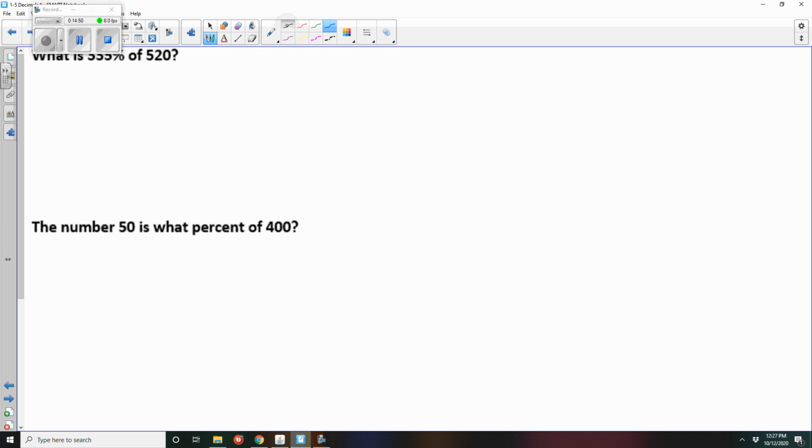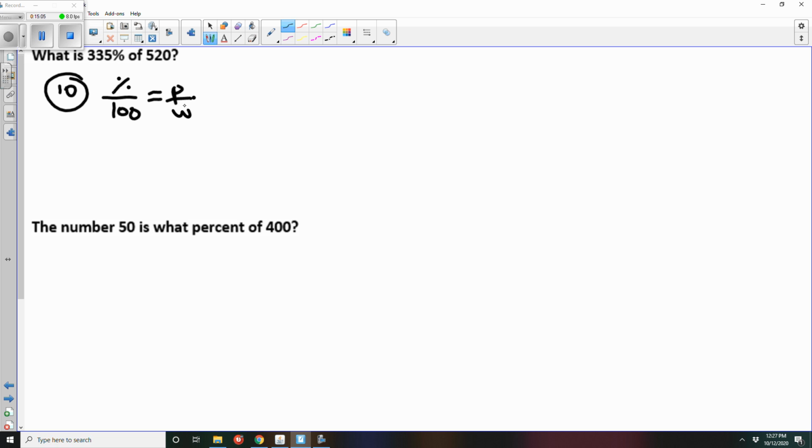So example 10, if I scoot that up, it says, what is 335% of 520? So once again, you have your percent over 100 equals your part over your whole. So what is my percent? You've got 335%, so that goes over 100. So 335 over 100. Now, is your 520 part of a number, or is it the whole number? Whole number, so it's going to go on the bottom, which means x is going to go on top.